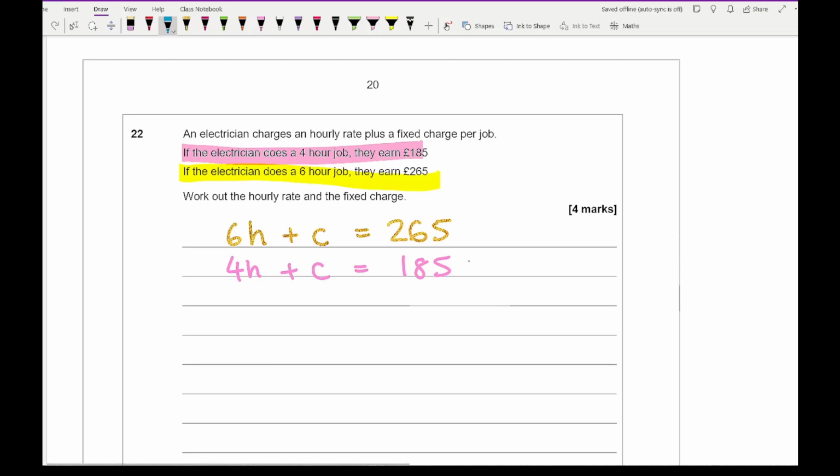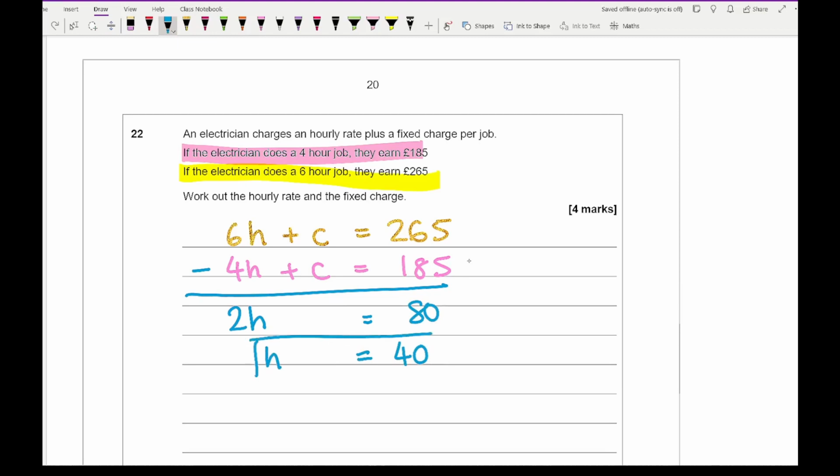So this turns into a simultaneous equation. Now the h's have got different numbers, but the c's are the same, and the sign of the c's is also the same. So I take away the 2 equations, and what I then do is work out that 2 hours of the electrician's work is the difference between 265 and 185, which is 80. So that means that h must equal 40.